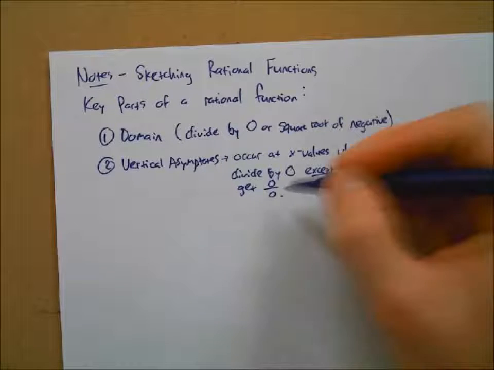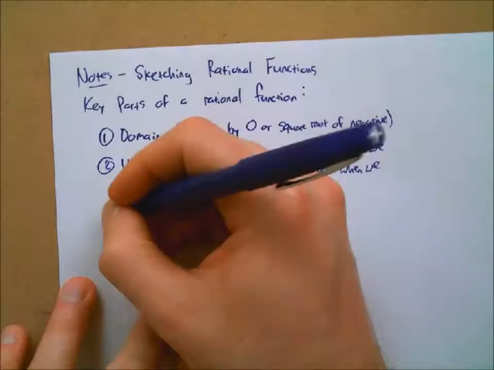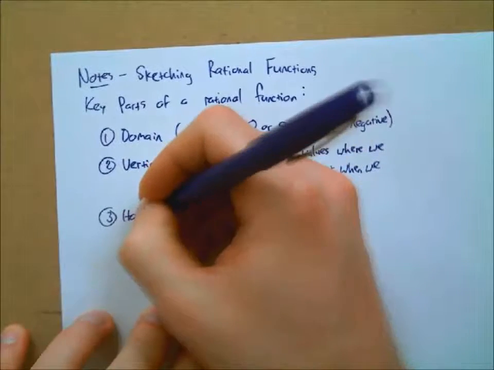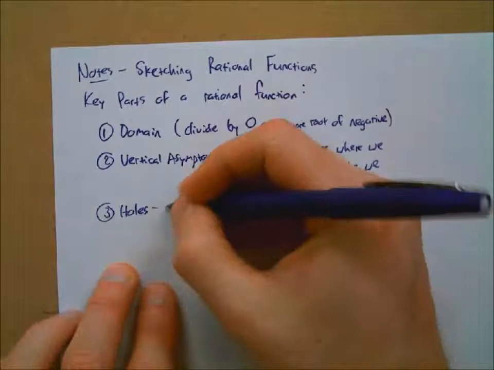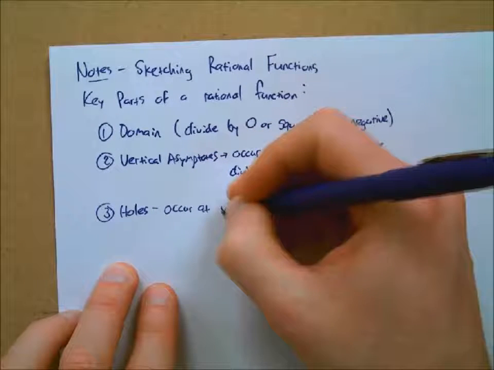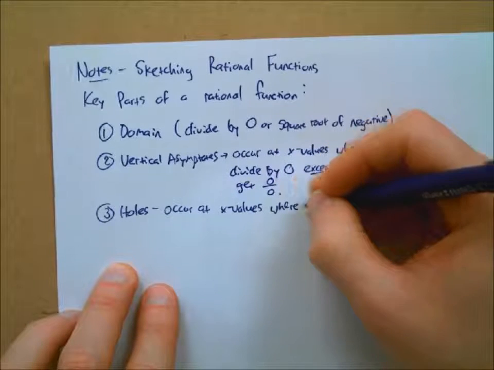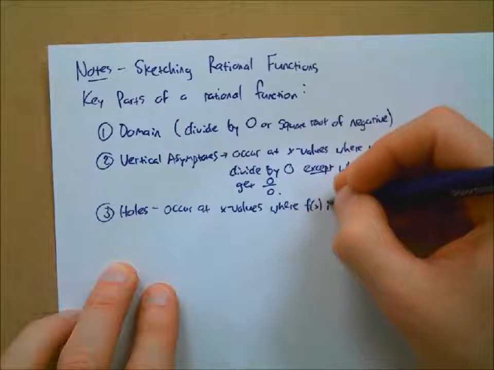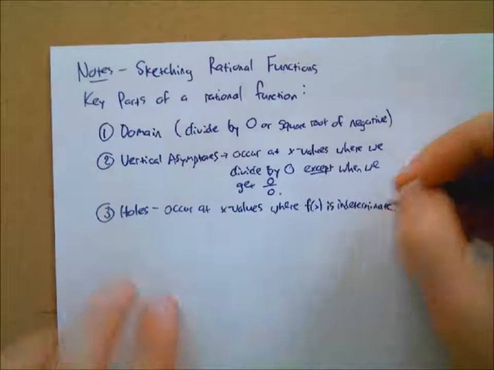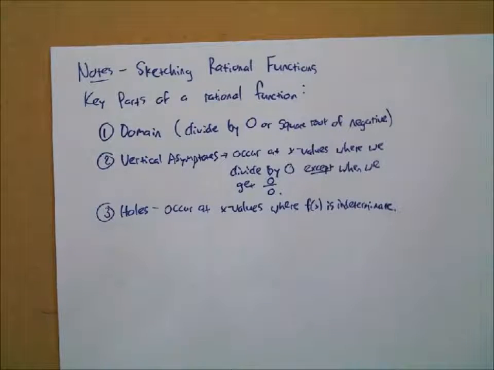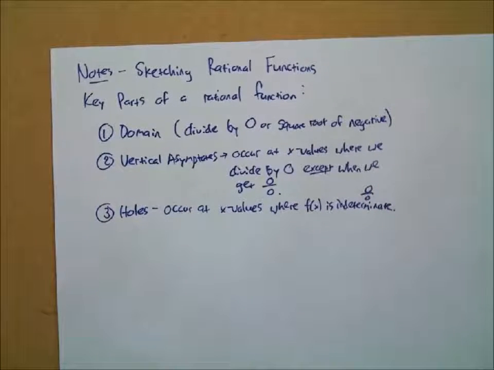And something else occurs when we have 0 over 0, which is indeterminate, right? Something else is going to occur. And that is, number 3, holes. We also want to be able to identify holes in our graph. And these occur at x values where f of x is not undefined, sorry, indeterminate. Where a function is indeterminate, 0 over 0. I'll write that here too. Holes.